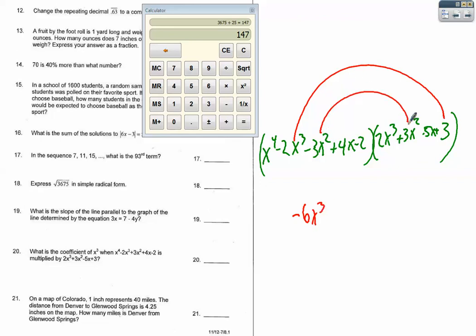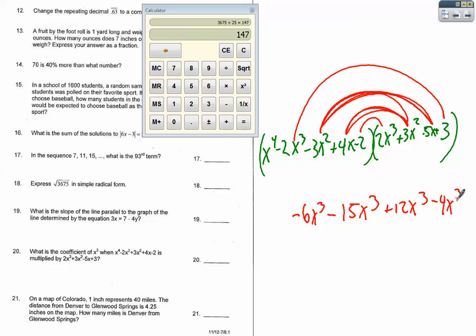That's not going to be very good. That goes over here. So negative 3x squared times negative 5x is going to be negative 15x to the 3rd. That goes over here. So now we have positive 12x to the 3rd, and then another negative 4x to the 3rd. Oh, that is just a lot of negatives. I'm going to double check that I've written this right. There's a positive. There's the problem.